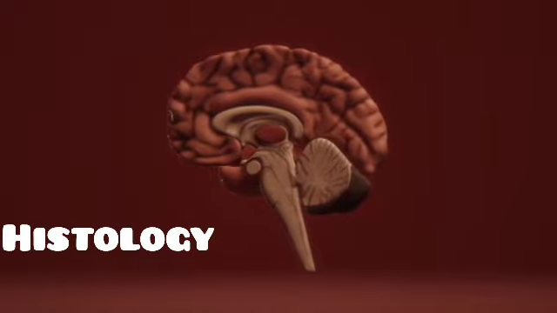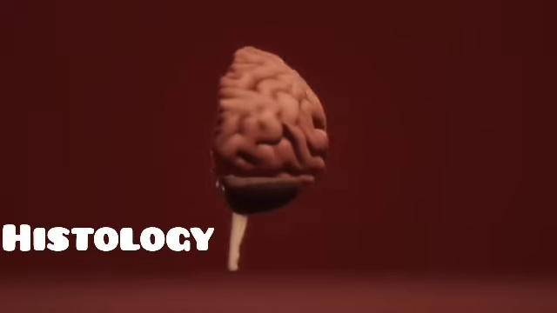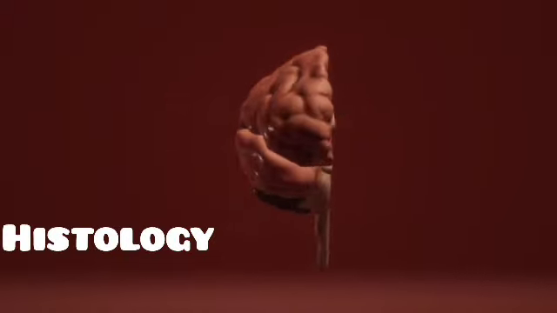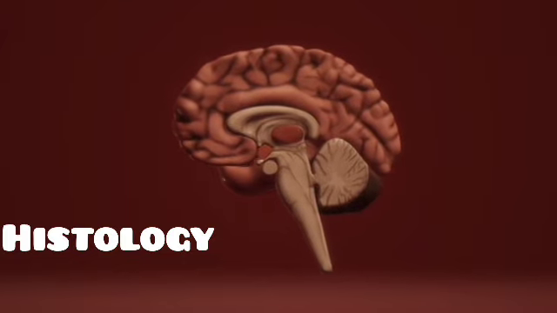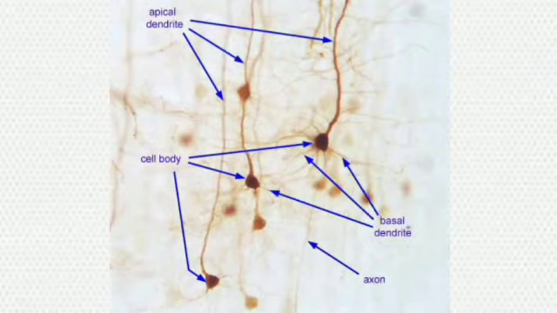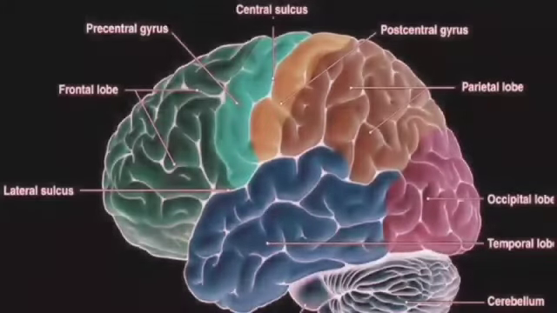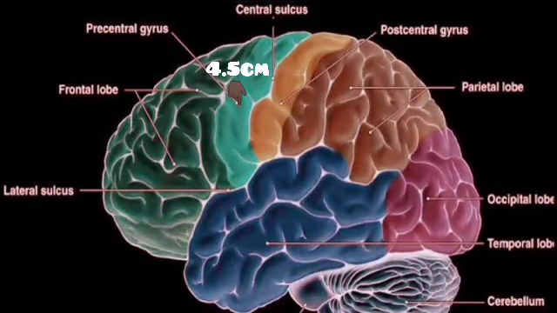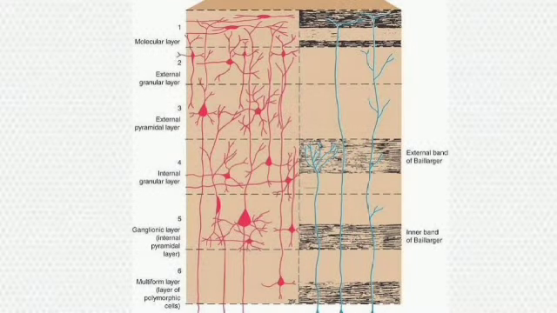Let us look at the histology of cerebral cortex. Cerebral cortex is formed by different types of nerve cells, along with their processes and neuroglia. It is not uniform throughout. It is thickest, that is, about 4.5 millimeters at the precentral gyrus and thinnest at the frontal and occipital poles. According to Economo, the cerebral cortex is formed by 6 layers of structures.